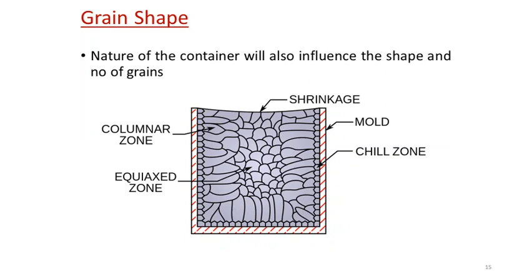Good morning all. In the last video we discussed the effect of solidification and the different stages involved in the solidification process. The first one was undercooling, the second is nucleation, the third is growth, the fourth stage is dendritic growth, and the last one is grain boundary formation.